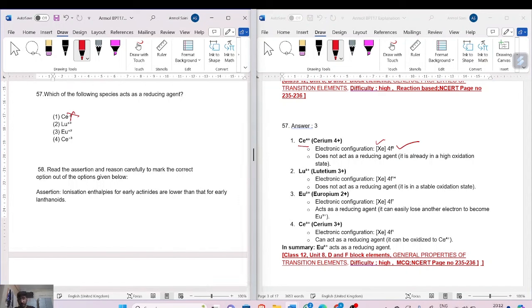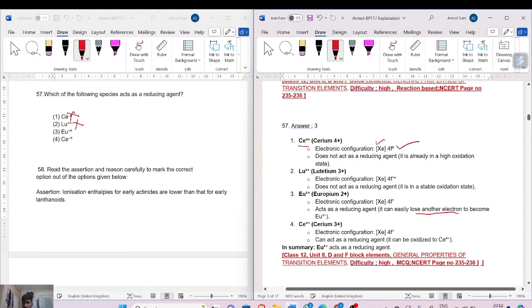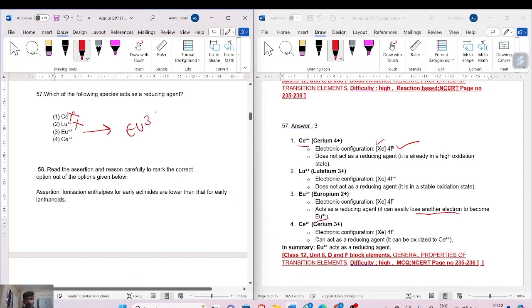So option A is incorrect. Then lutetium 3 plus. Here the electronic configuration is xenon 4f14. It is also present in a very stable electronic configuration, so it can also not act as a reducing agent. Now Eu2 plus. Here the electronic configuration is 4f7. So it can easily lose an electron to become Eu3 plus. So it gets oxidized and can reduce other elements or compounds.